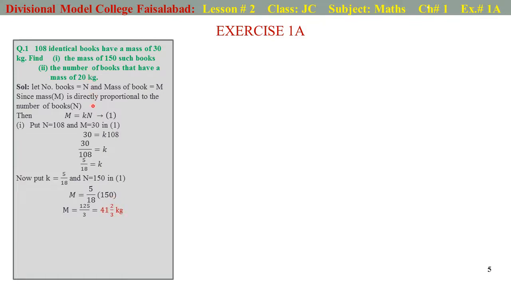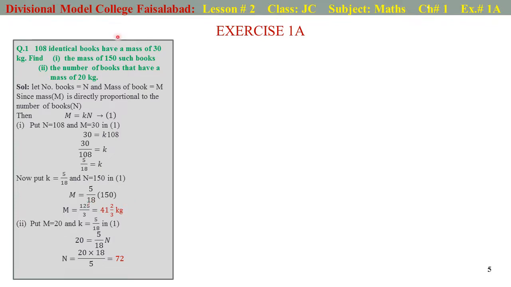Now for second part we will use the same equation. We will put m is equal to 20 because mass is given and we have represented mass with m, value of k, and we will find the value of n. Solving this, we get n is equal to 72. This is question number 1.